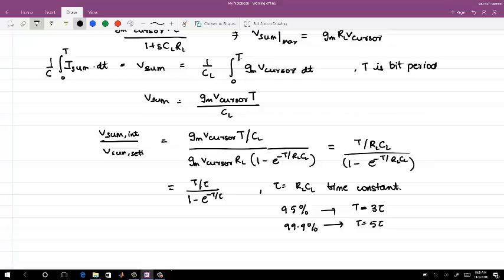Yeah, so this is how the output will change. So let me assume that T by tau is equal to 3 time constants, where you are getting roughly 95% settling, so you are having e power minus 3 closer to 0.05. So, sorry, this will become 1 minus e power minus 3. So let me say this is closer to 1.